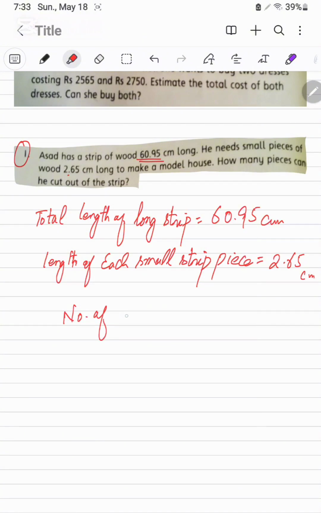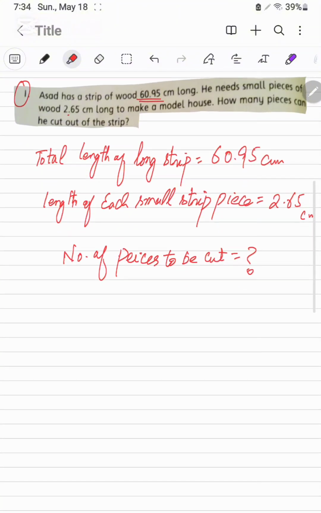Number of pieces to be cut. For this purpose, to find the number of pieces, we will divide 60.95 divided by 2.65.